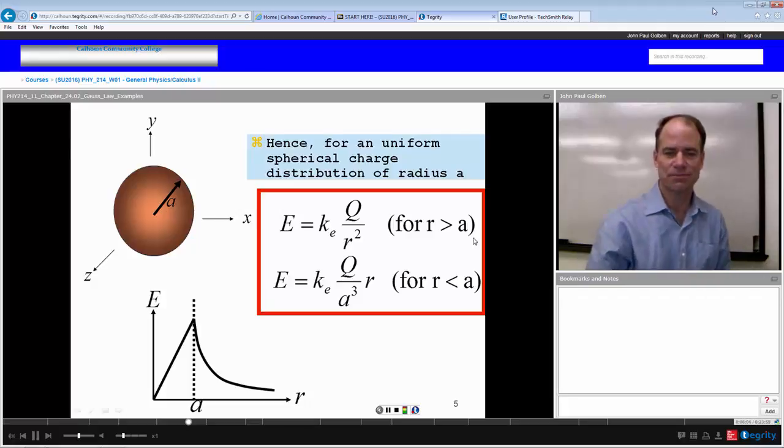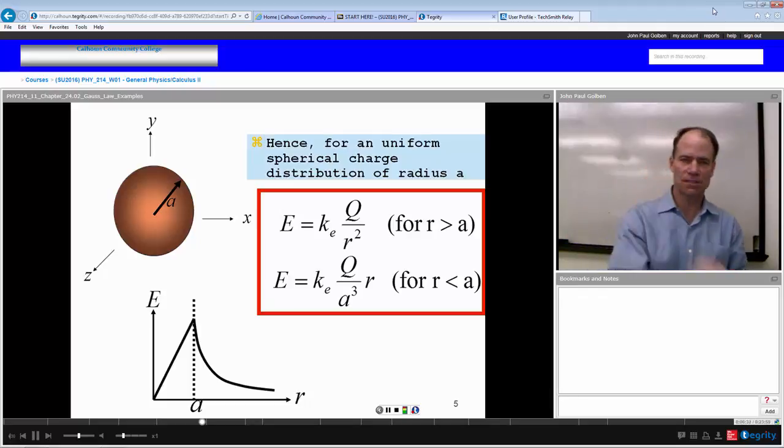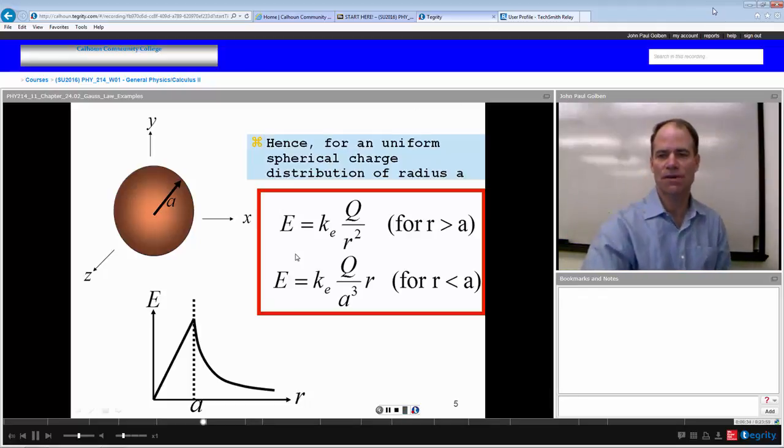We can note that when r is actually equal to the radius of the sphere, a, then E would be equal to kq over a squared, which is a continuous point between these two values here. In other words, we don't have any discontinuity in the field. We go up to the radius, it's equal to a value there, and as we proceed from there, it drops off. But at the surface of the sphere, it's equal to the same value.